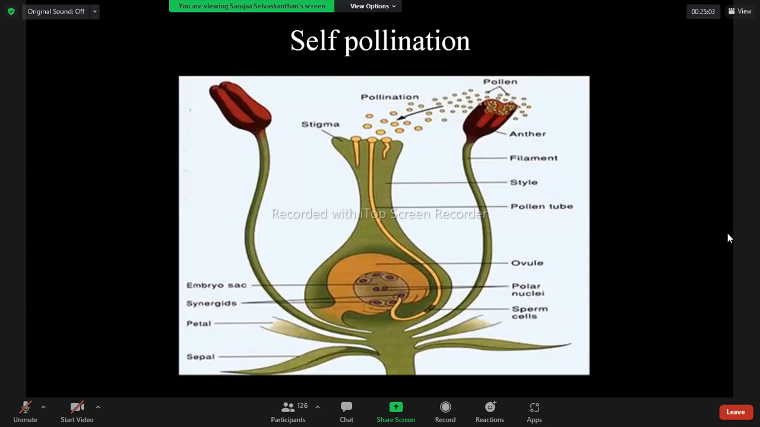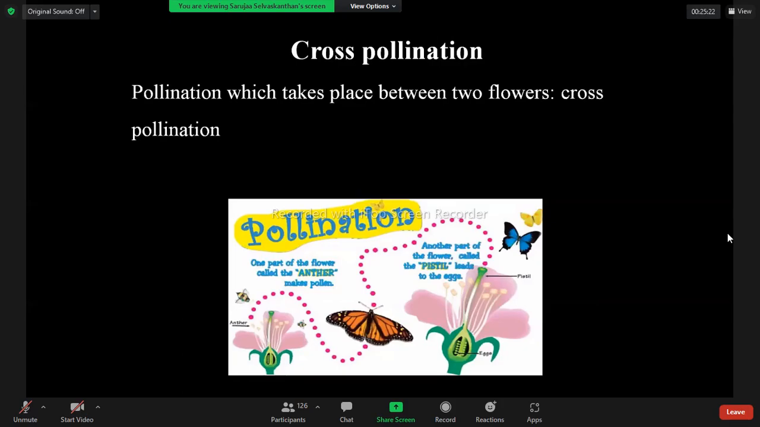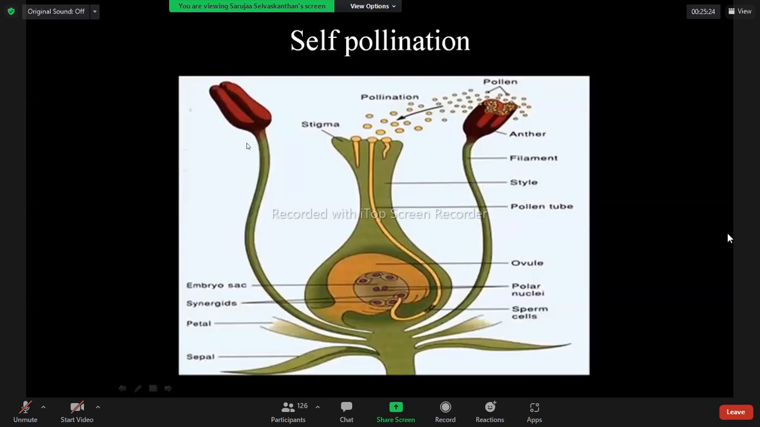And we are going to see what is self pollination. This already you know it well, right? What is self pollination? This diagram actually illustrates what is self-pollination. What is self-pollination?